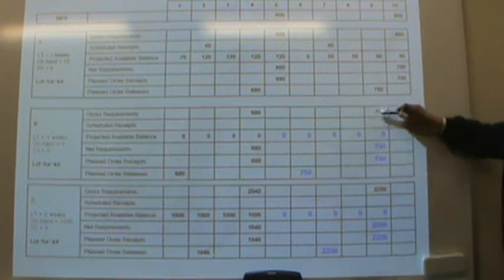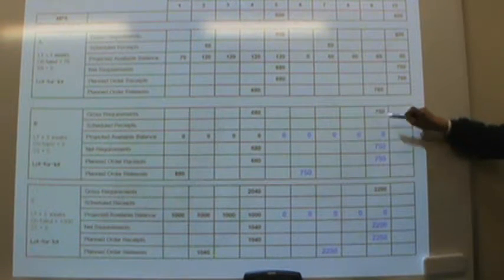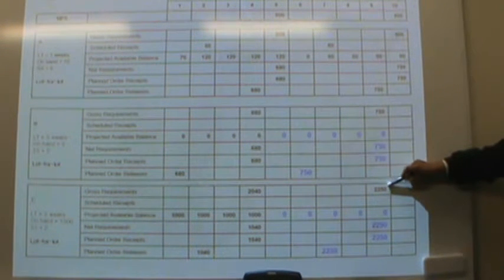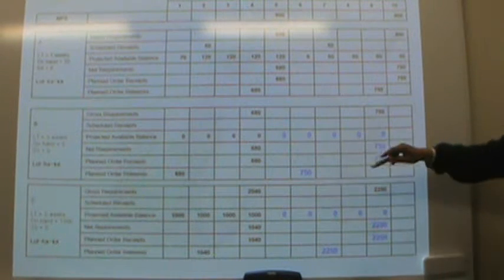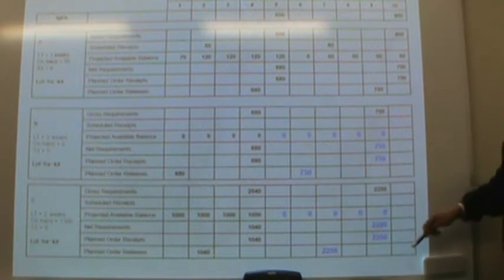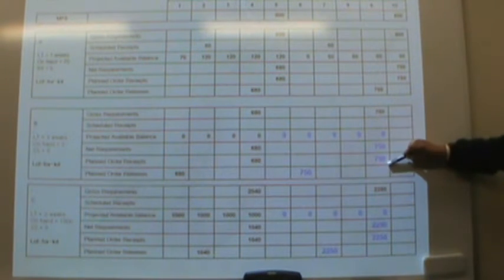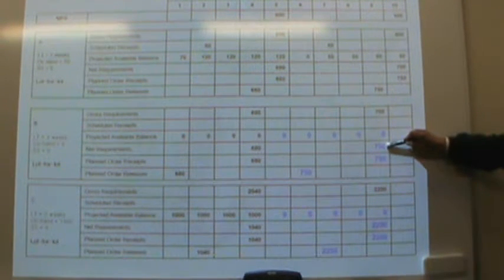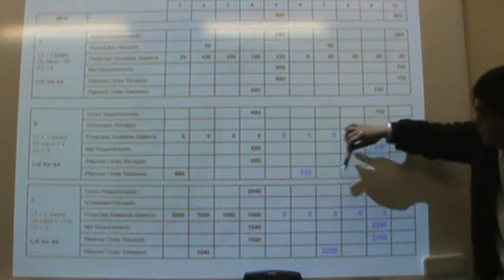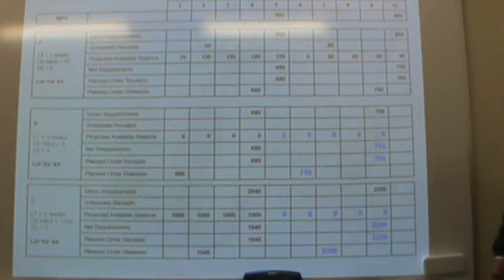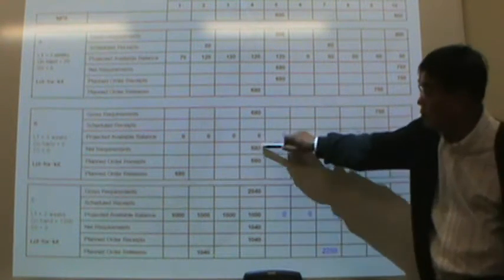Parts B: 750. And for C, 2,250, because we need 3 parts C. With a 750 net requirement, order 3 weeks earlier for B and 2 weeks earlier for C. If we use a lot-for-lot ordering size, then the order quantity is the net requirement.